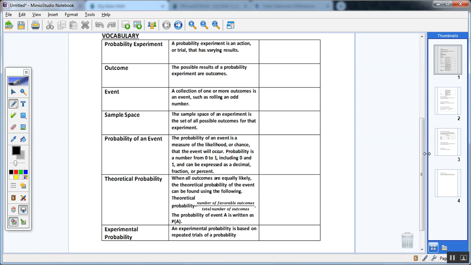All right, probability experiment. A probability experiment is an action or a trial that has varying results. It's kind of like flipping a coin. What are your possible results? Heads or tails. So a probability experiment is something that happens when there's maybe a different result that comes out. Rolling a die is an example.